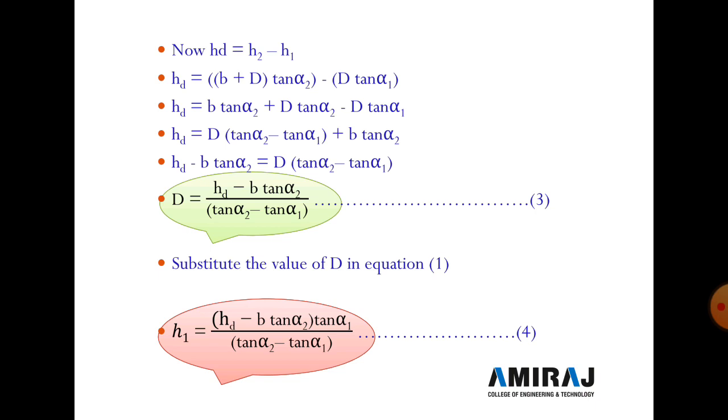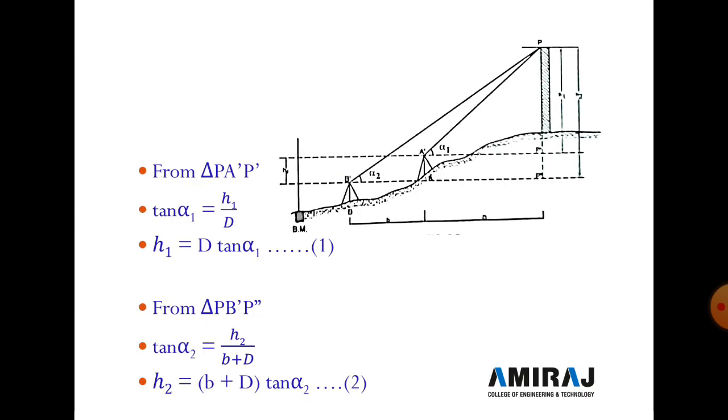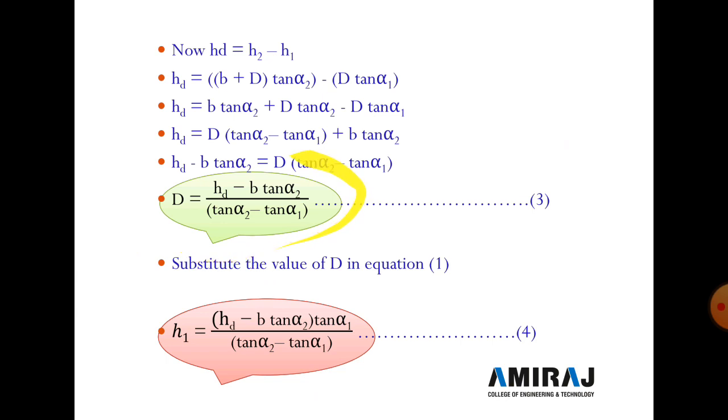So now if we require the height h1 and h2, one by one we put the value of the d in equation number 1 and 2, means at here, clear. So if we require the h1, so h1 is equal to d tan alpha 1. So now here d value is already calculated, so put the value of the d in a h1 for finding out the h1. So we got the hd minus b tan alpha 2 tan alpha 1 divided by tan alpha 2 minus tan alpha 1.